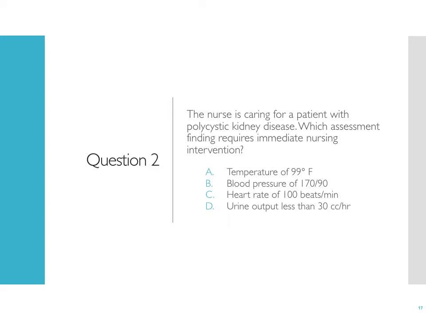So when we look at this, 99 is not an outrageous temperature. It depends on what time of day and things like that. Blood pressure of 170 over 90. So think about it, is this a normal blood pressure? Obviously it's not. This patient is hypertensive. So patients with polycystic kidney disease often have high blood pressure. And the cause of their hypertension is related to the kidney ischemia from the enlarging cysts.